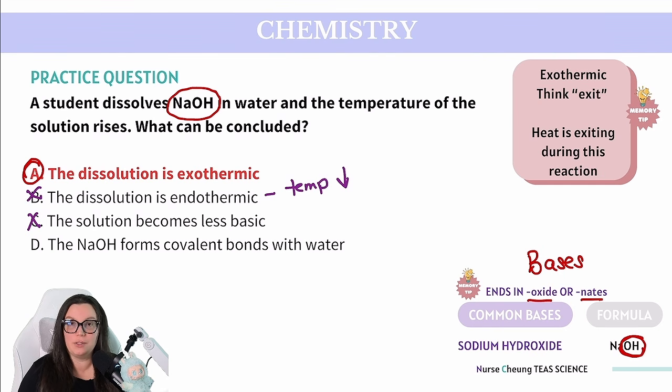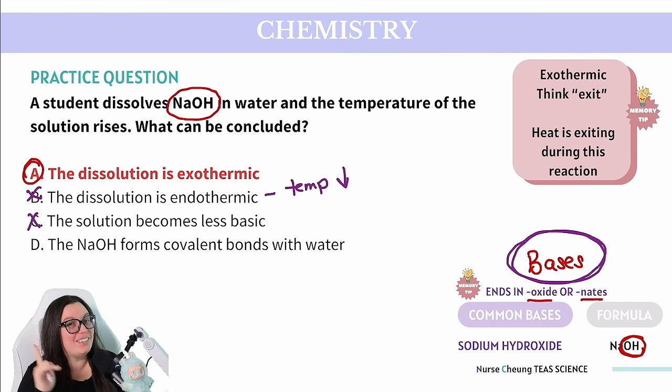This is also incorrect. Why? Because this is literally telling you that it is a base. So if we're adding more bases to a solution, the solution is going to become more basic, not less. Remember, NaOH is a very strong base, and when it dissolves, it increases our hydroxide concentration in the solution. That's going to raise our pH, not lower it.